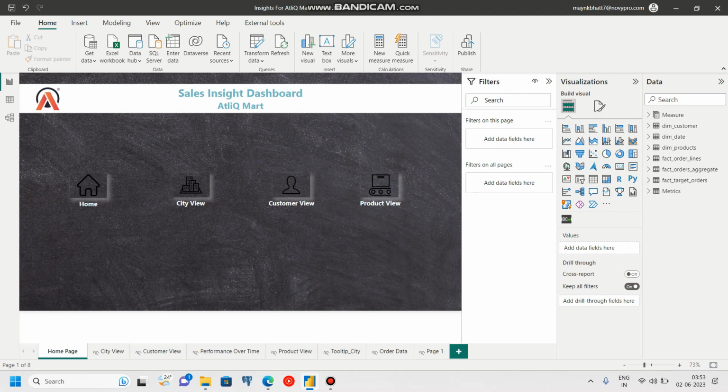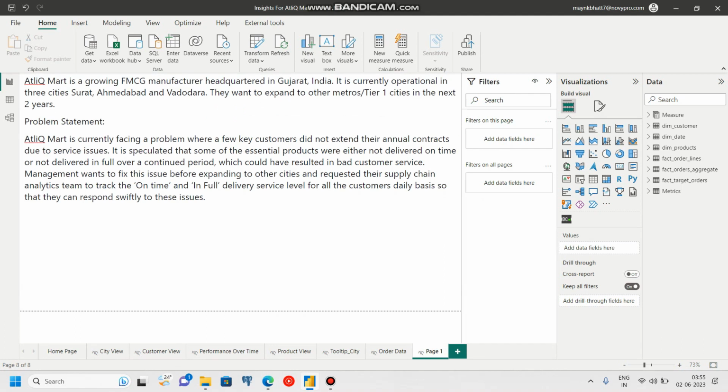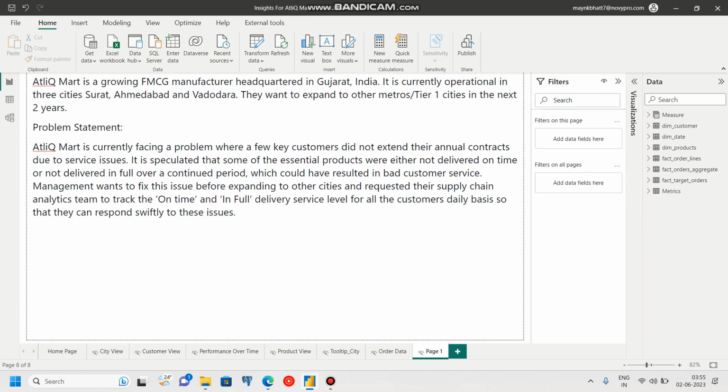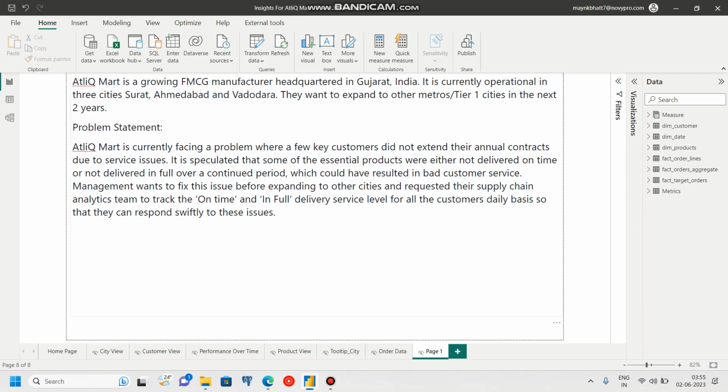Now before jumping into the dashboard, I would like to give you an overview about AtliQ Mart. AtliQ Mart is a growing, fast moving consumer goods manufacturing company which is headquartered in Gujarat, India. It is currently operational in three cities, namely Surat, Ahmedabad, and Vadodara. AtliQ wants to expand to other metro cities or tier 1 cities in the next 2 years. AtliQ is facing some problems with its customers which they would want to resolve before expanding their business.